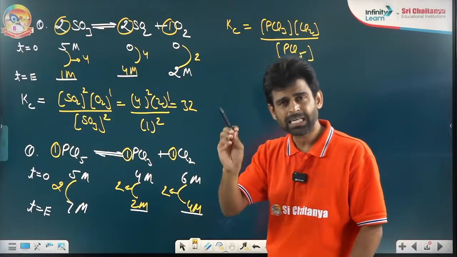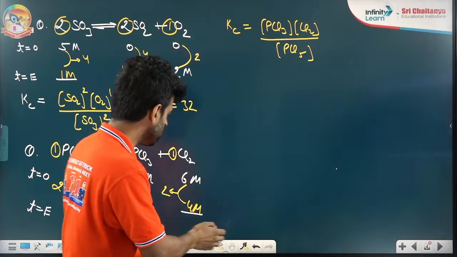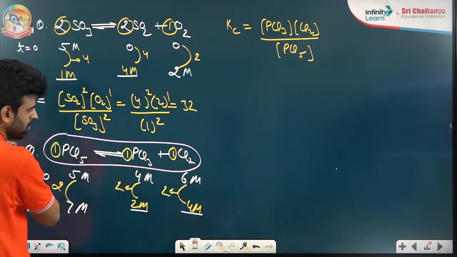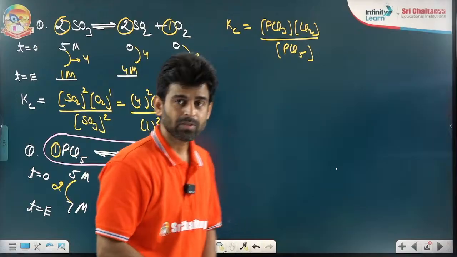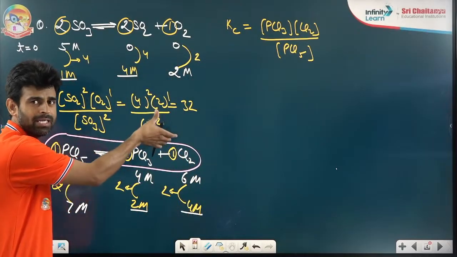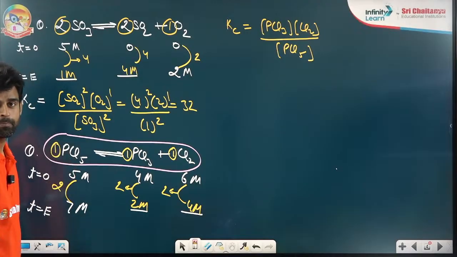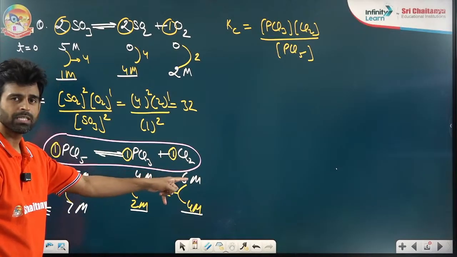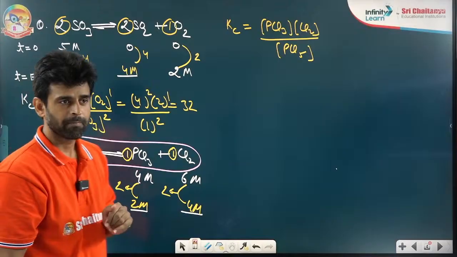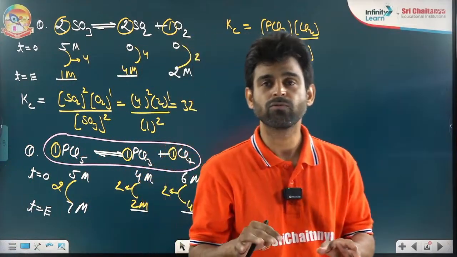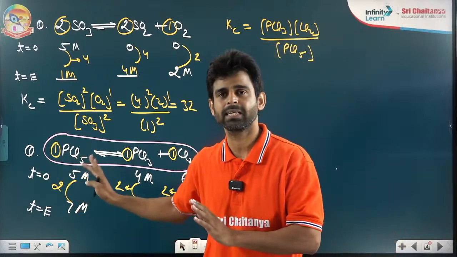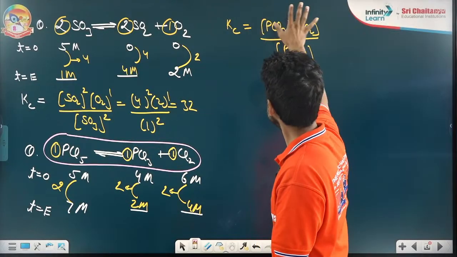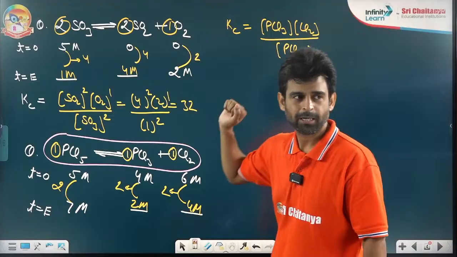No. The Kc expression always depends on how you are writing the equation. So in the Kc expression, the right side thing always comes upside and the left side thing comes downside. Even if the reaction is going backside, I don't care. The Kc expression will be PCl3 into Cl2 divided by PCl5. This will not depend on the reaction going forward or backward. It depends on how the reaction is written. The Kc expression is fixed: right side thing upside and left side thing downside. Clear, bacha? What is the point?